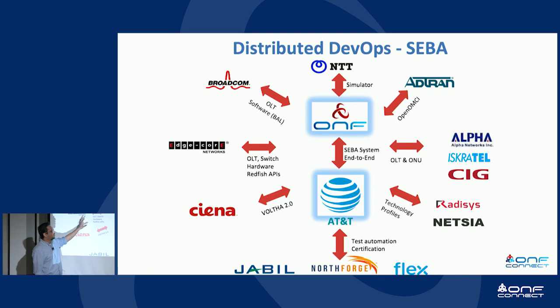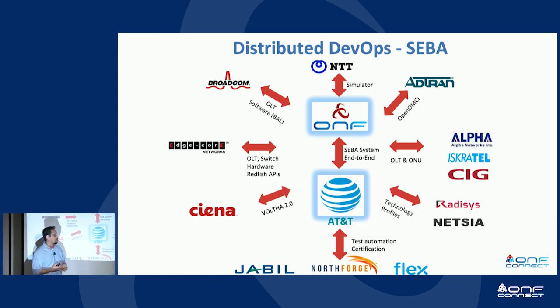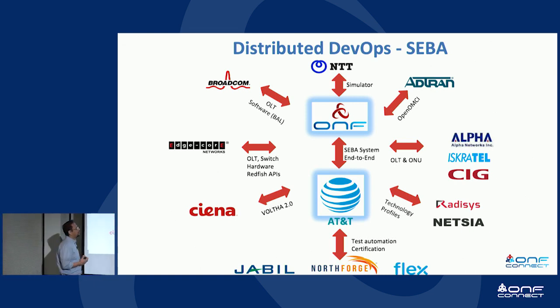So for example, the second version of VOLTHA comes from Sienna that you can hear in Sergio's talk, different OLT and ONU vendors, Radisys, Netsia bringing in the technology profiles that you can hear in Sean Misset's talk. We have test automation and certification that you will hear about from Siddharth from Flex. And then you have contributions that come in from Adtran, for example, the OpenOMCI spec, and Broadcom, which is the software that runs on the white box OLT.